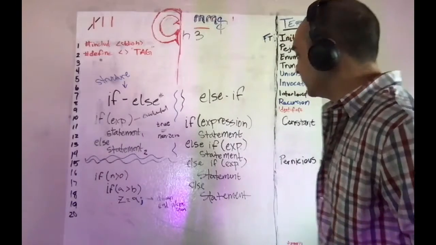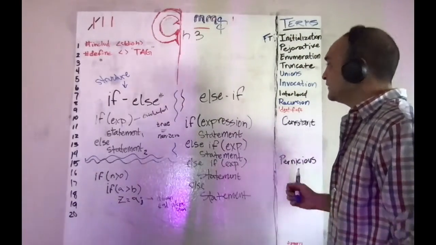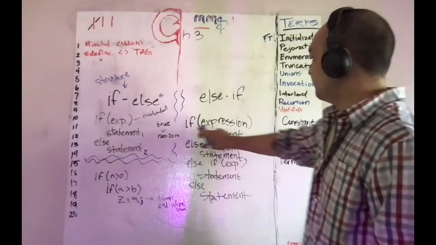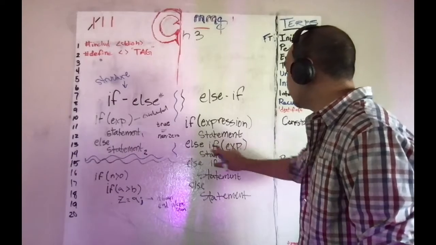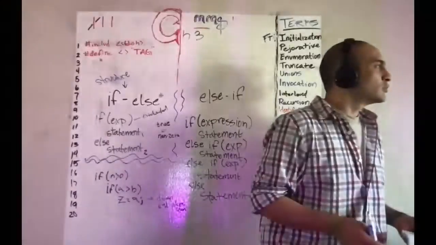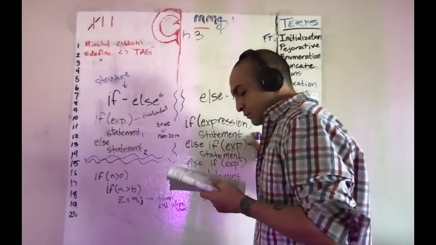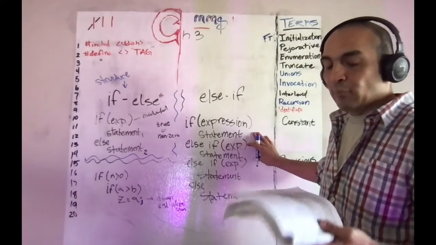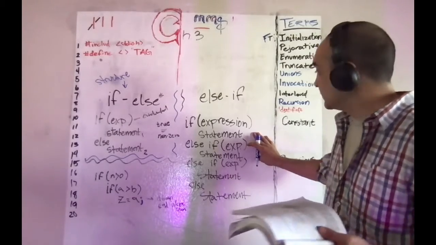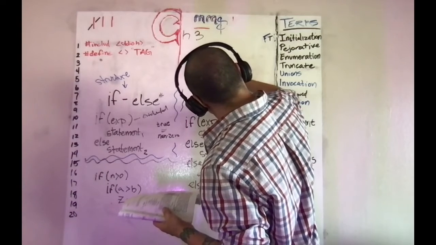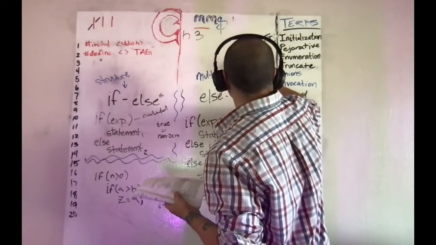Next, we've got the else if. It's a little bit different. If expression, statement, else if expression, statement, else if expression, statement, else statement. You're going to come across these things a lot. This is the most general way of writing a multi-way decision.